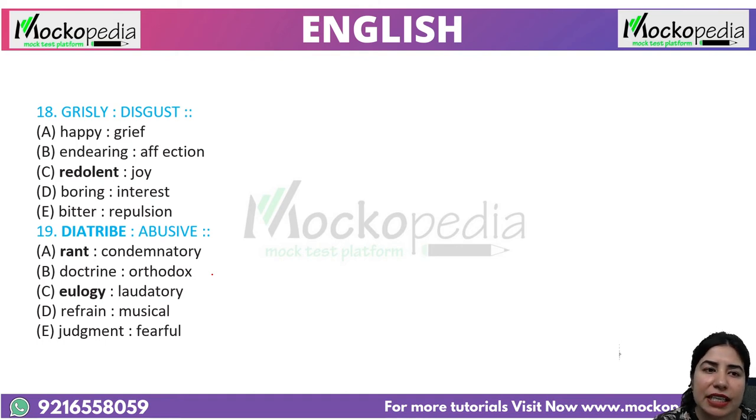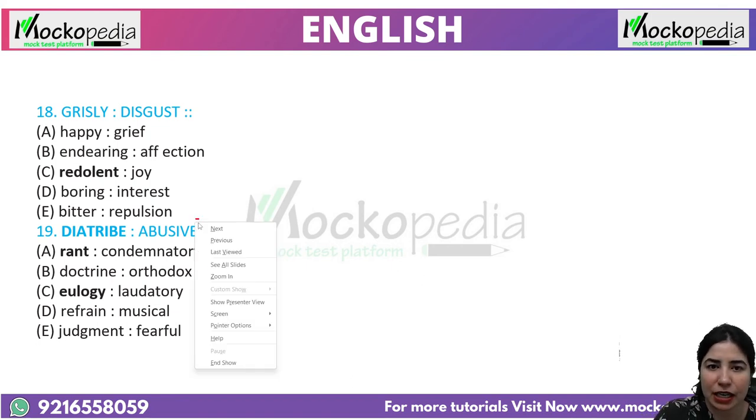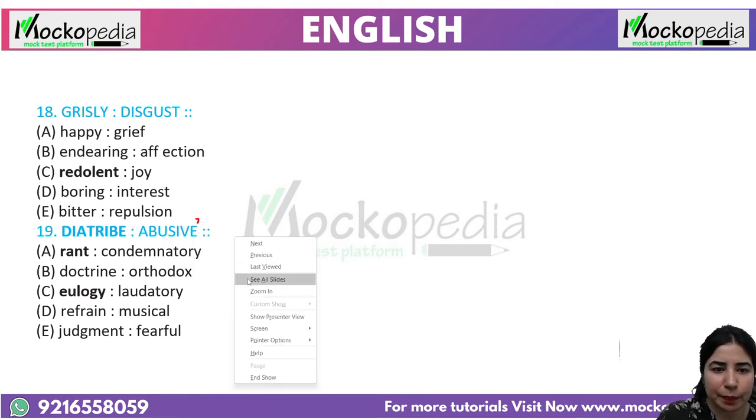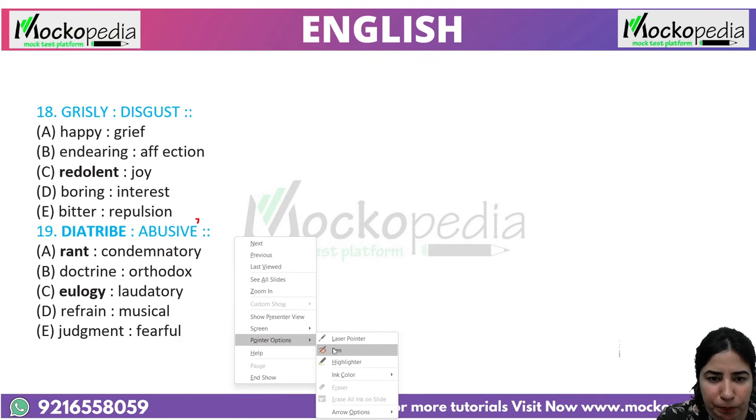So grizzly leads to disgust. Disgust is a bada strong emotion of unliking anybody, right? Not liking, right? But in fact, disgust goes more towards hating, right? So similarly, endearing, matlab itna, endearing is so lovable that it leads to affection. So B will be the right answer for this question, right? We can pick up B as an answer.